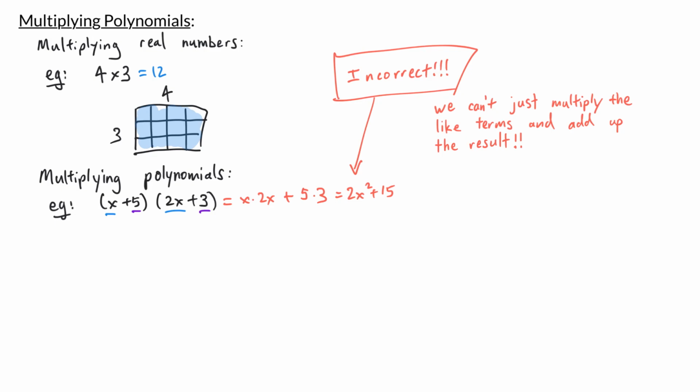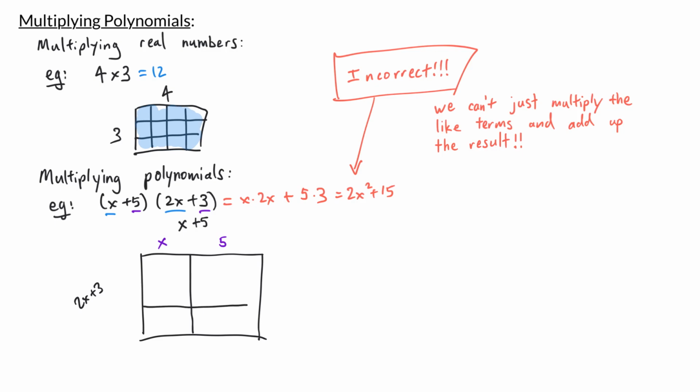Just like before when we were multiplying real numbers, we can visualize this by drawing a rectangle. The width of this rectangle would be x plus 5, but what we're going to do is divide this into two portions, a portion that has length x and a portion that has length 5. So altogether, the width is x plus 5. The length of this rectangle is 2x plus 3. But we're going to do something similar. We're going to divide this into two portions, a portion that has length 2x and a portion that has length 3. So altogether, the length of that side is 2x plus 3.